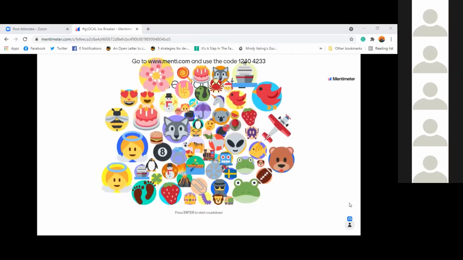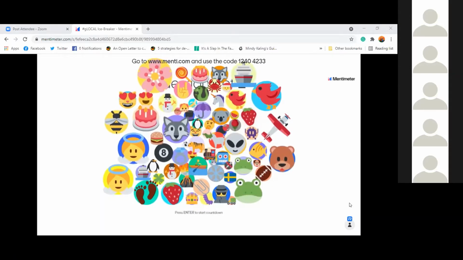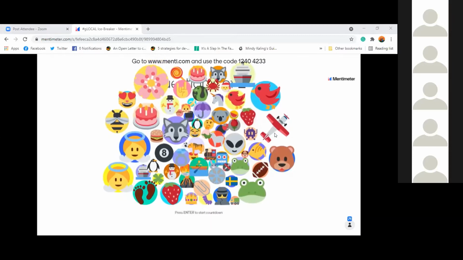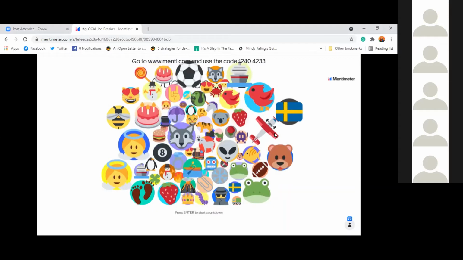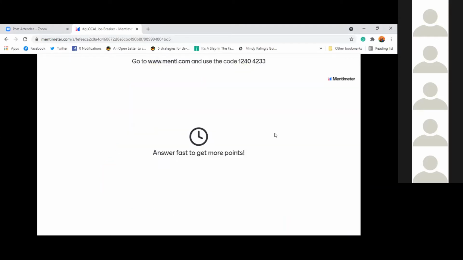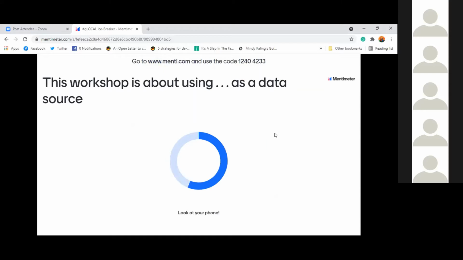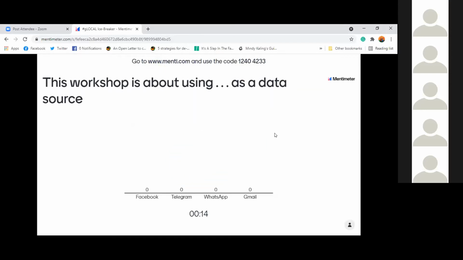Okay. The first question. Everyone's ready. The point is to answer quickly and you get more points. This workshop is about using what as a data source. 15 seconds to answer the question. I want to know if you know you're in the right workshop. This workshop is about using what as a data source. Time up, and great. I'm glad we all know we're about to use WhatsApp as a data source for evaluation. Well done to you all.